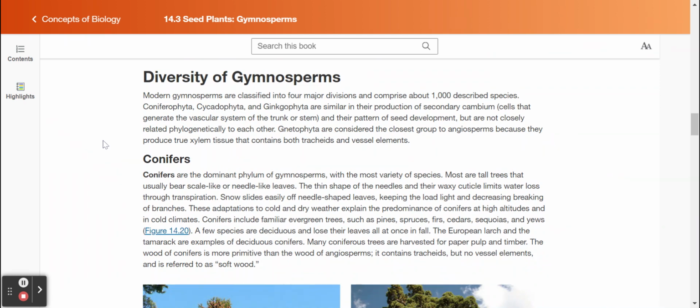Diversity of gymnosperms. Modern gymnosperms are classified into 4 major divisions and comprise about 1,000 described species. Coniferophyta, Cycadophyta, and Ginkgophyta are similar in their production of secondary cambium, cells that generate the vascular system of the trunk or stem, and their pattern of seed development, but are not closely related phylogenetically to each other. Gnetophyta are considered the closest group to angiosperms because they produce true xylem tissue that contains both tracheids and vessel elements.